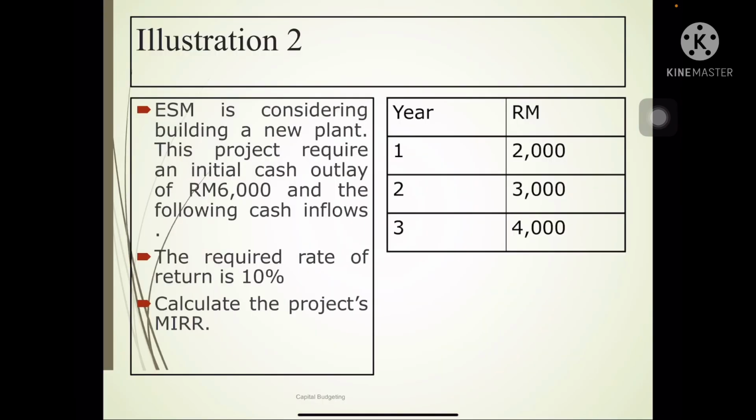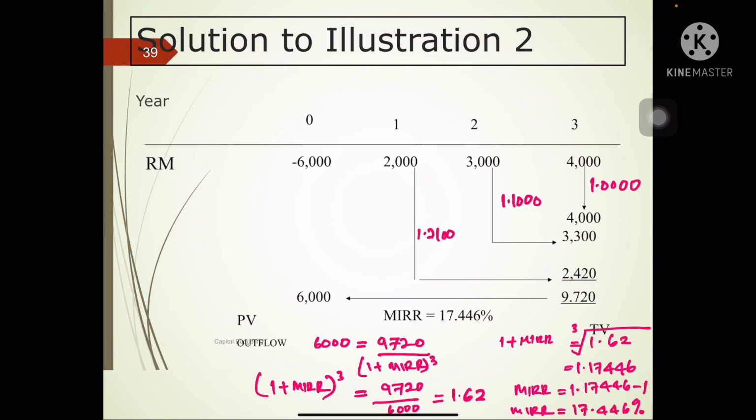Okay, now have a look at illustration 2. ESM is considering building a new plant. This project requires an initial outlay of 6,000 and the following cash inflows. Year 1, 2,000. Year 2, 3,000. Year 3, 4,000. And the required rate of return is 10%. Calculate the MIRR. According to the solution, year 0 will be negative 6,000, year 1 2,000, year 2 3,000, year 3 4,000.